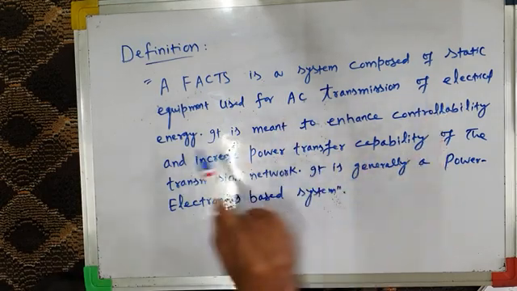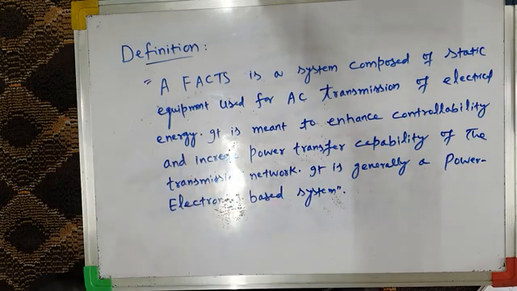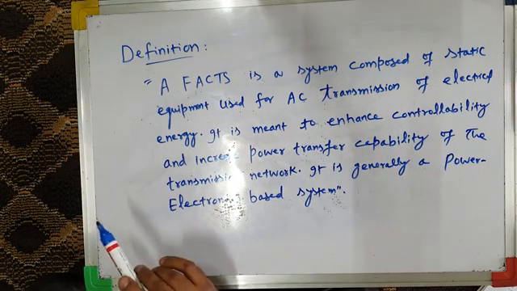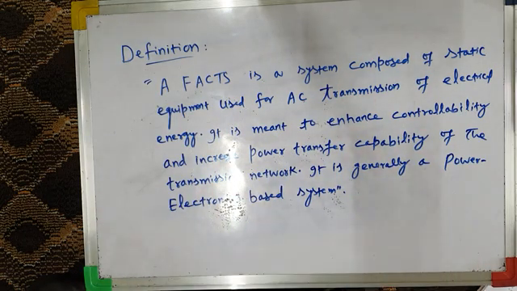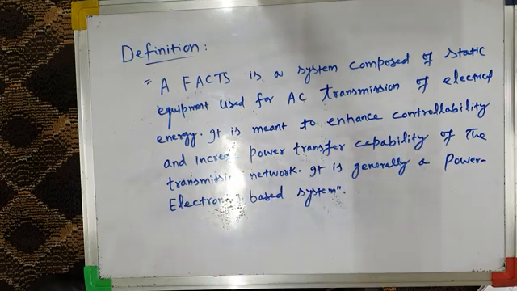A FACTS is a system composed of static equipment used for AC transmission of electrical energy. We are not using any rotating equipment like machines, synchronous capacitors or synchronous condensers, etc. It comprises static equipment, and that static equipment is all power electronics based. That may be thyristor based controllers, that may be converter based controllers, and all that. And it is used for AC transmission of electrical energy. Actually, it is meant to enhance controllability and increase power transfer capability of the transmission network. If you have a transmission network, it can increase the power handling or power transferring capability of an existing power transmission network. And it can also make it highly controllable.